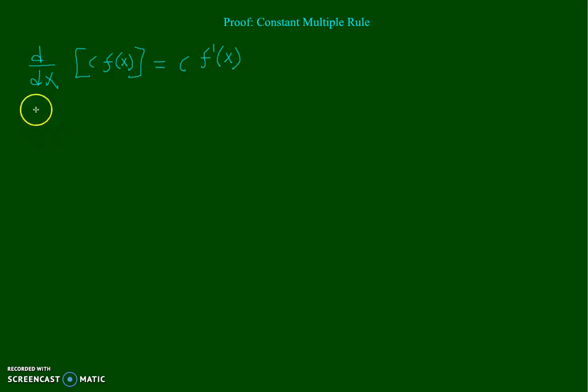So, the limit as delta x approaches 0 of c f of x plus delta x minus c times f of x, all over delta x.